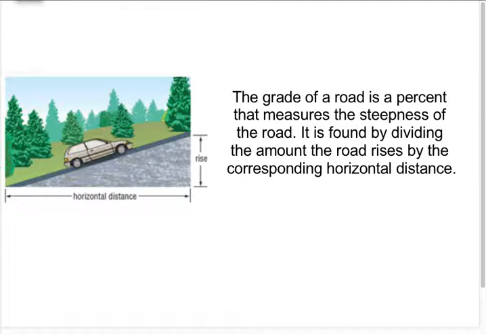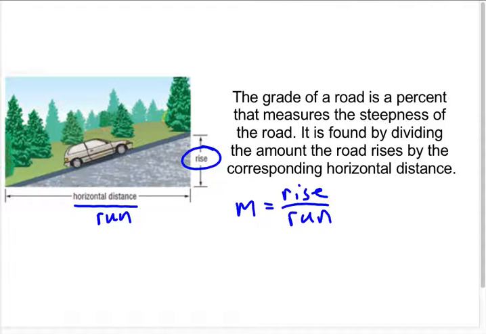We're going to start out with slope. Generally, the grade of a road is the percent that measures the steepness of the road. It is found by dividing the amount the road rises by the corresponding horizontal distance. So the rise of the road compared to horizontal distance, or sometimes we call this run. You're going to hear me talk about slope. M is your variable for slope. And working with rise over run.